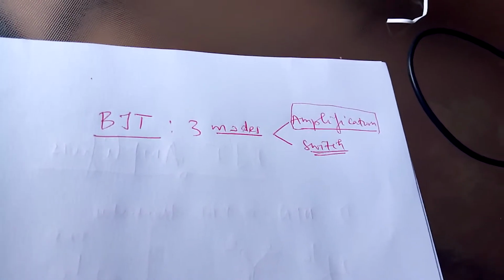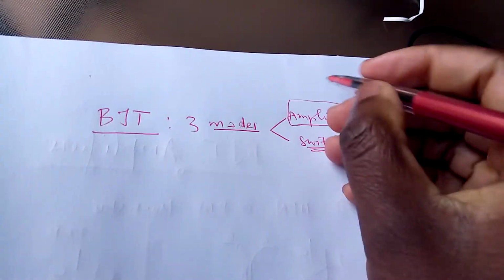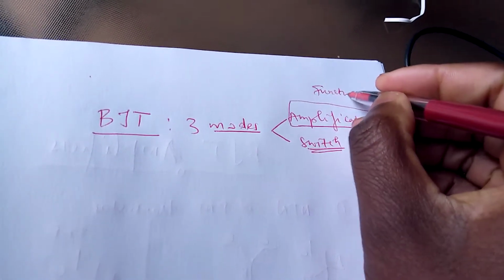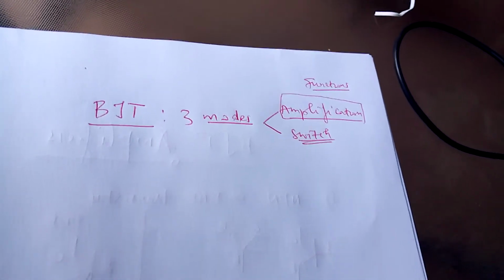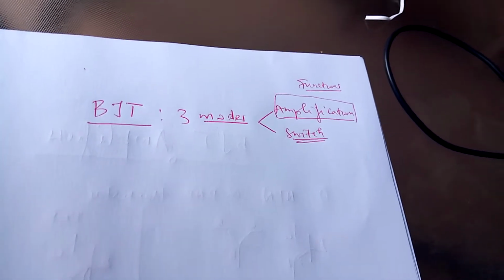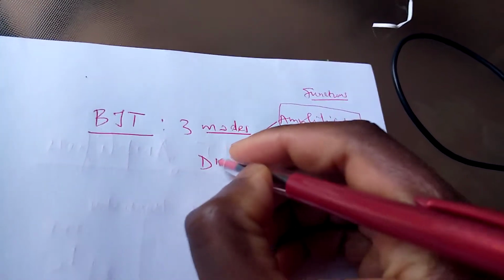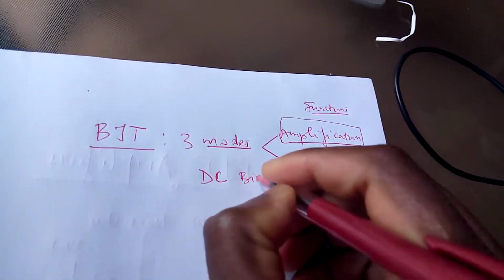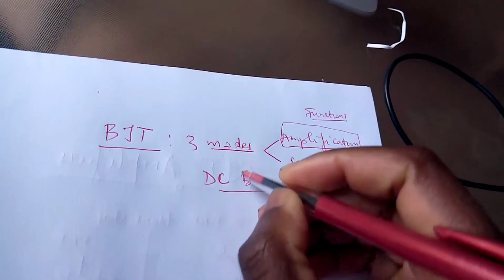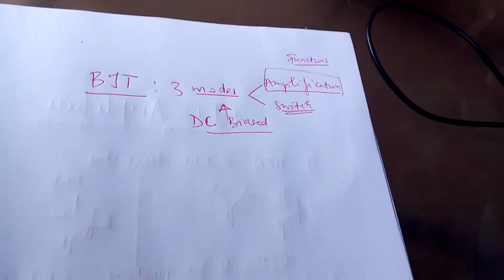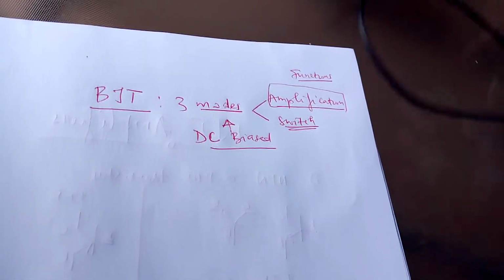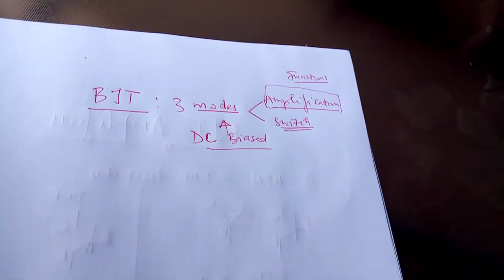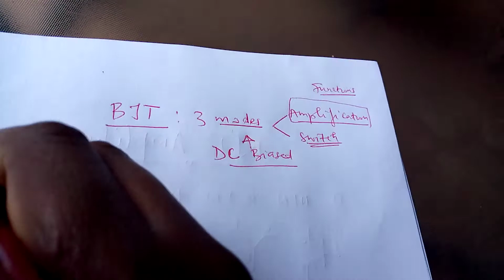So the three modes in which a transistor can be used define which one of the two functions it's performing, and they are all dependent on the way it is DC biased. So the DC biasing defines which mode we are in, and which mode we are in defines which function we are performing, basically.